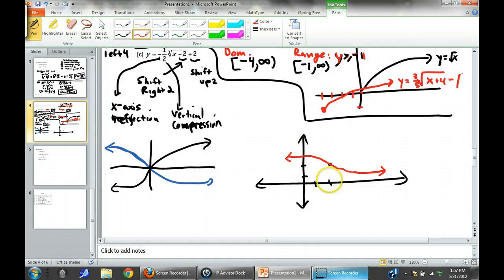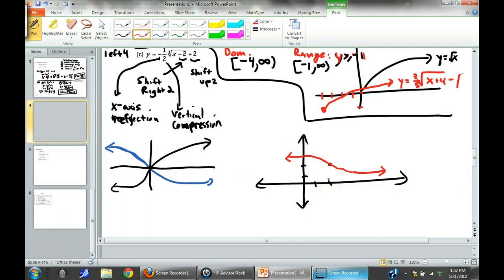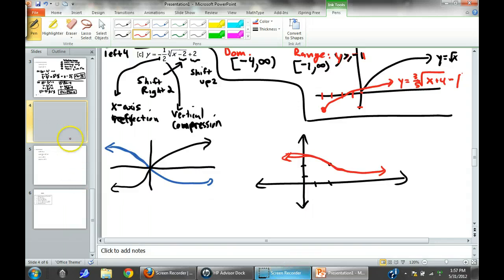Okay. This thing's going haywire. Okay. Alright. Finally, we are done with that one. And let's just go to the last page, which is solving equations.